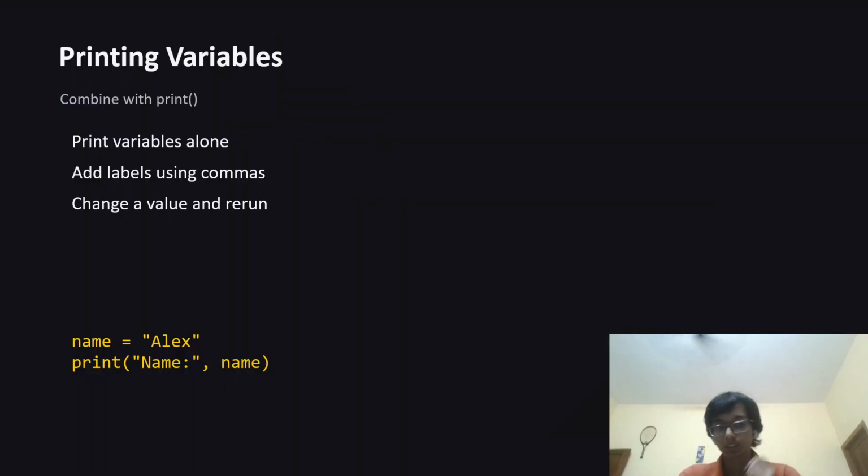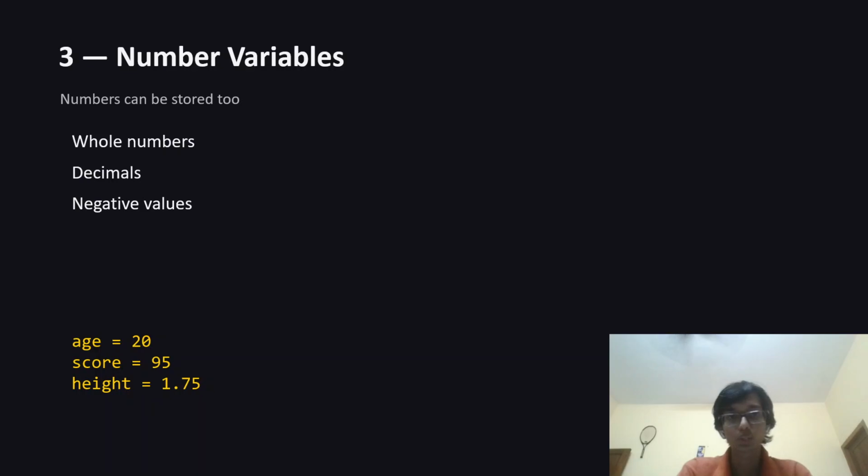You can go to slides. So this is how we did it, like how we learned in lecture number 3, the name combination. That's basically it. The third is number variables, which are nothing but variables storing numbers. Numbers can also be stored in variables. That's the main purpose of number variables. It can be different types of numbers: whole numbers, decimals, and also negative values.